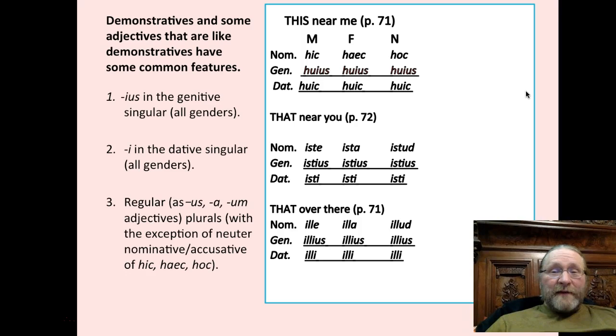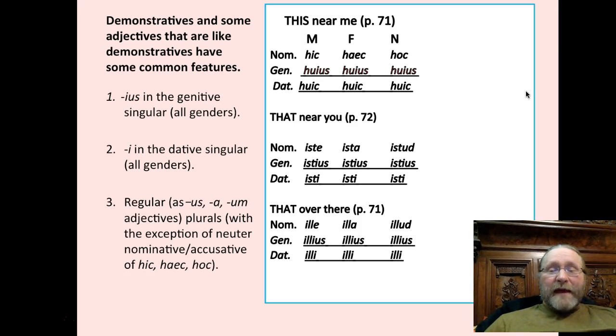After that, if you look on pages 71 and 72, you'll see that the way that these things decline is really pretty regular. It's virtually the same as one of the us, a, um adjectives that you've known and loved for quite a while now. And so these are the special cases to pay attention to insofar as learning something new.